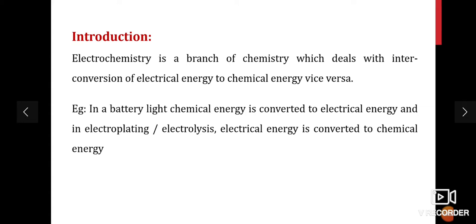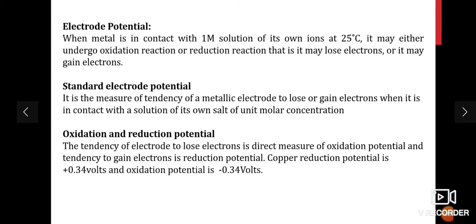So what is electrochemistry? It is a branch of chemistry which deals with interconversion of electrical energy to chemical energy, and vice versa. In case of a battery, chemical energy is converted into electrical energy, and in case of electroplating or electrolysis, electrical energy is converted into chemical energy. Right. So coming to the electrode potential.